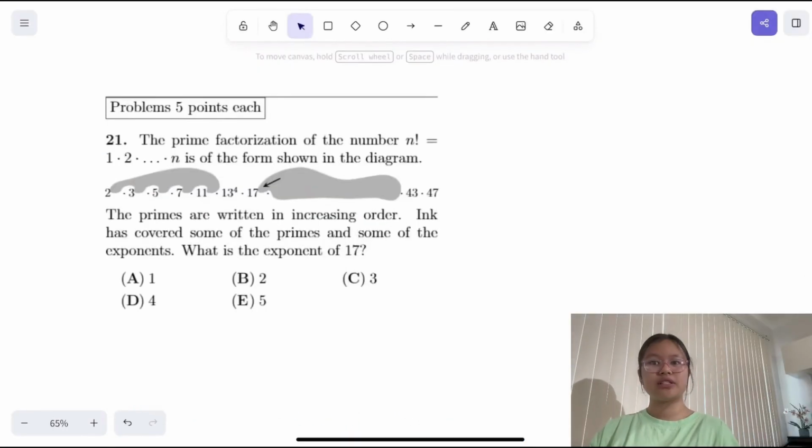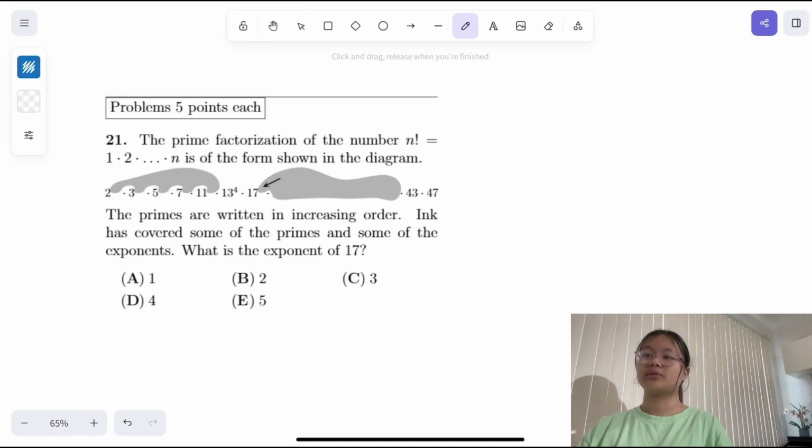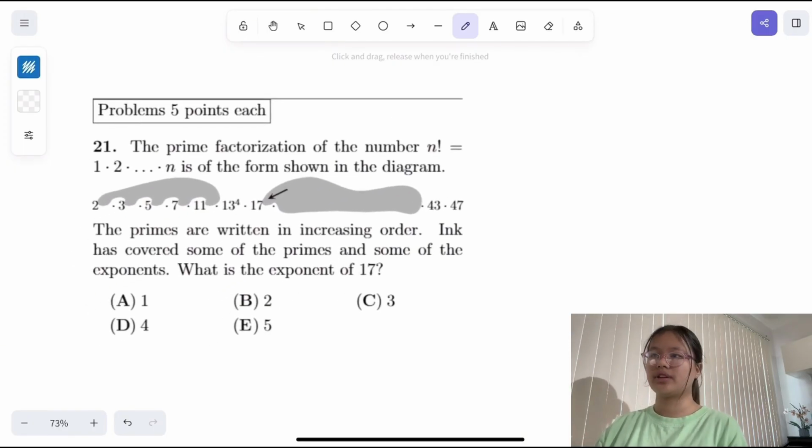Alright, on to question 21, where the problems are now worth 5 points each, and this applies for 21 to 30. The prime factorization of the number n factorial, which is 1 times 2 and so on up to n, is in the form shown in the diagram. The primes are written in increasing order. Ink has covered some of the primes and some of the exponents. What is the exponent of 17?